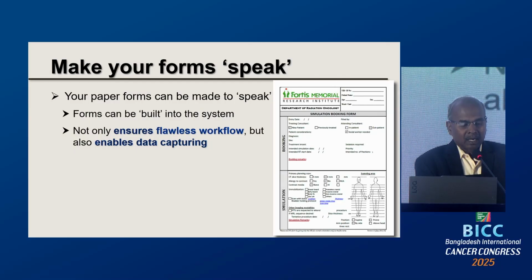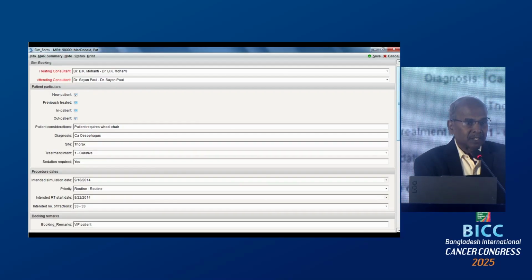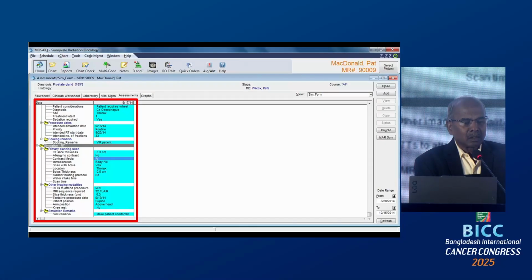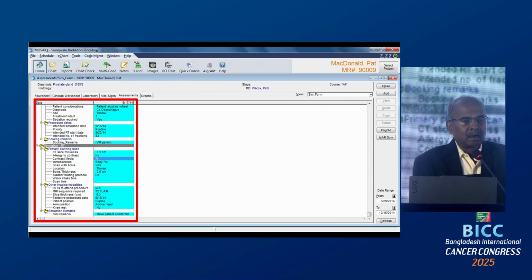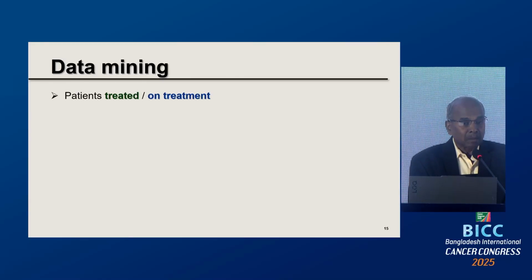Like this simulator form, the physical form, can be replaced with an electronic one. You can build radio buttons or check boxes or drop down menus, whatever way you want. Everything can be built into this electronic form. And the good thing is that at the end of the day, all this data is available for you to do the analysis.